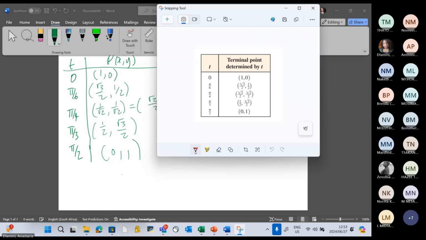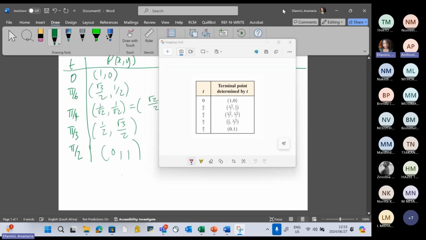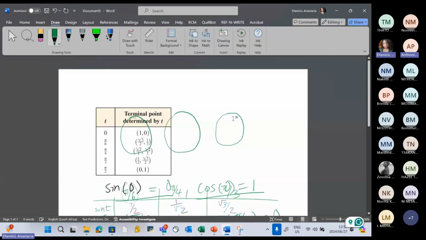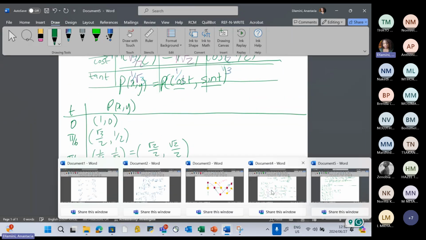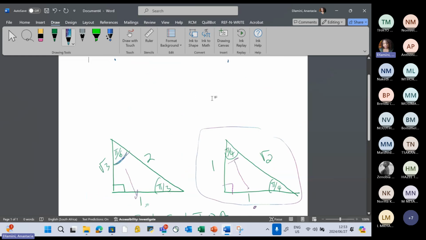Meaning that you don't have to go and cram this. What you need to do is just go and know these triangles. The triangles that we use, these ones, these two triangles.